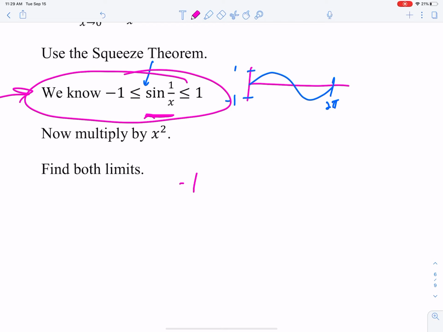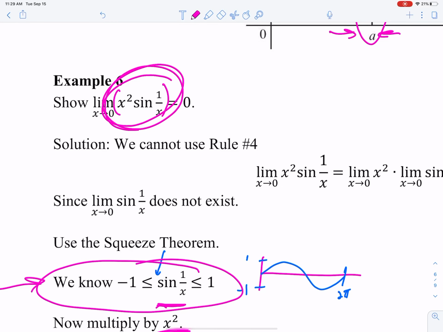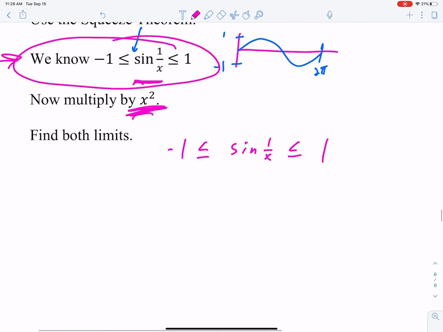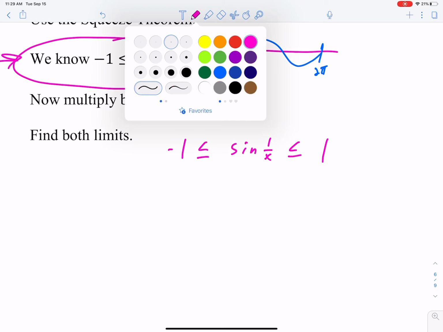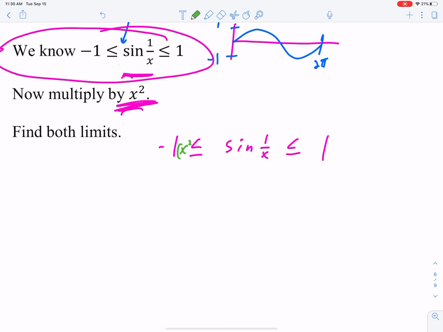So we have -1 less than or equal to sine of 1 over x less than or equal to 1. Now it's telling us to multiply everything by x squared. Well, that's because that's what we're trying to figure out, right? The limit of that function. Okay, so our knowledge of inequality says, yeah, we're allowed to multiply everything through all three parts by x squared. So, x squared, x squared, x squared. There we go.